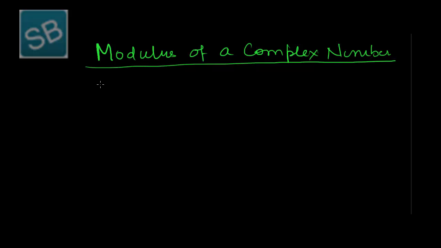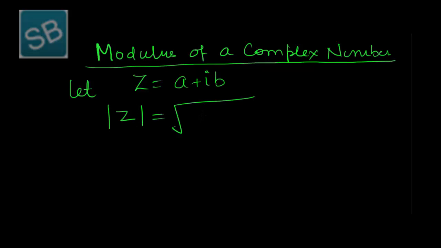So let z be equal to a plus iota b. Then the modulus of z, denoted by single vertical lines, the sign of modulus, is the square root of the real part squared plus the square of the imaginary part, that is b. By taking the square root of this sum, we get the modulus of a complex number.